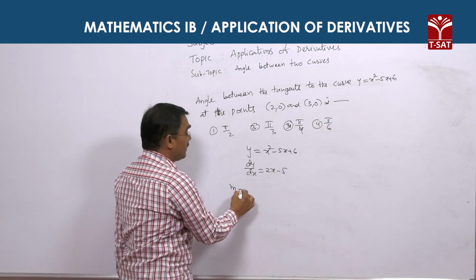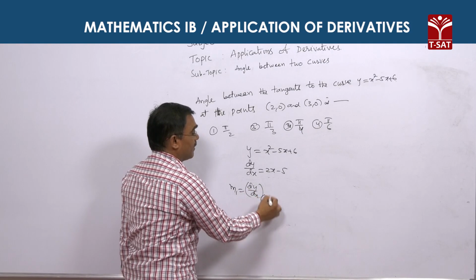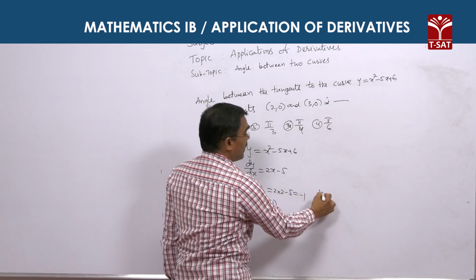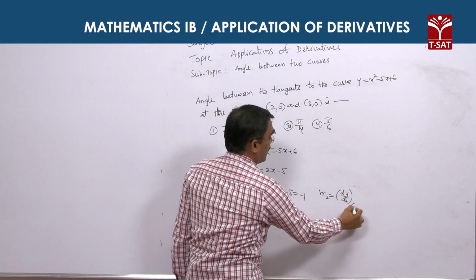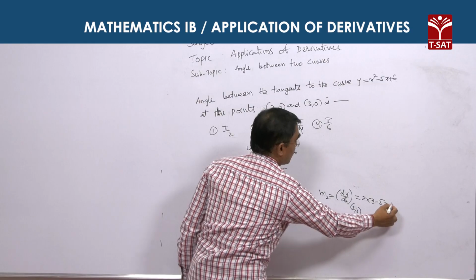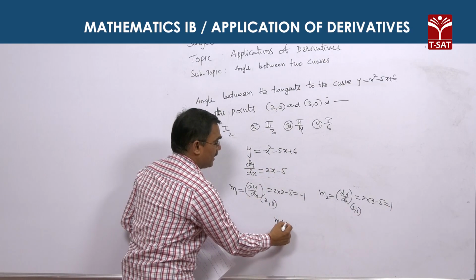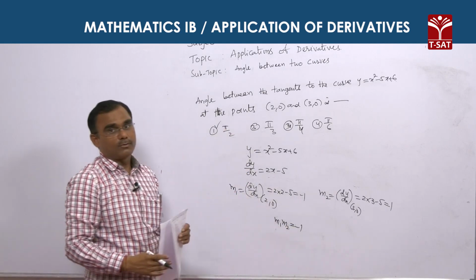The slope of the tangent of the curve at the point (2, 0) is, the value is minus 1. The slope m2, dy by dx at the point (3, 0), is 2 into 3 minus 5, which is minus 1. What is the product of the two slopes? m1 m2 is equal to minus 1. That's why the two tangents cut orthogonally.